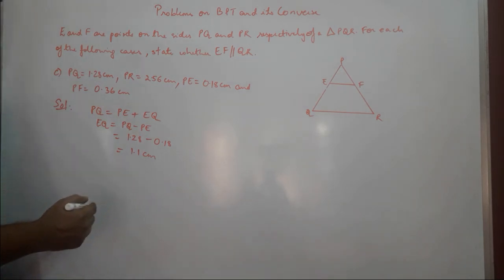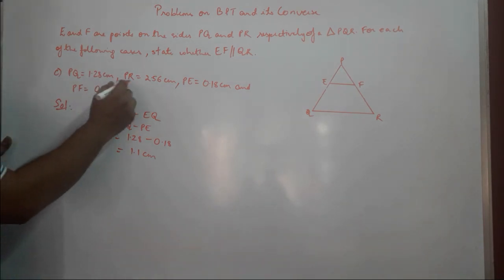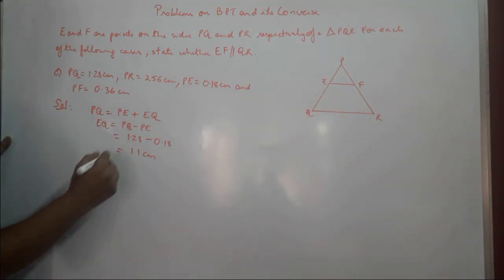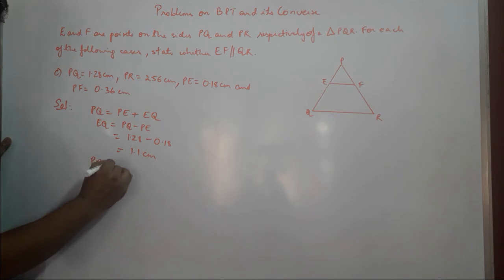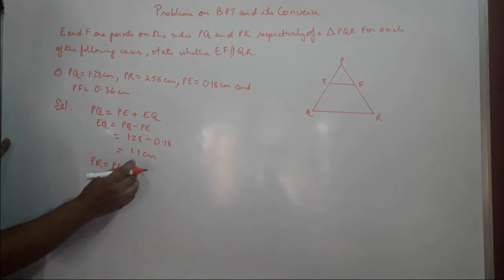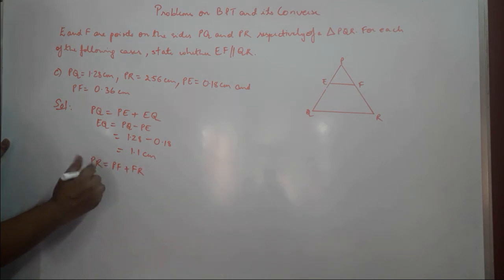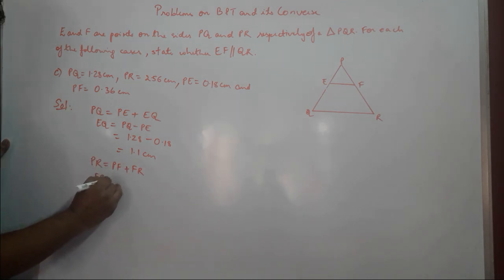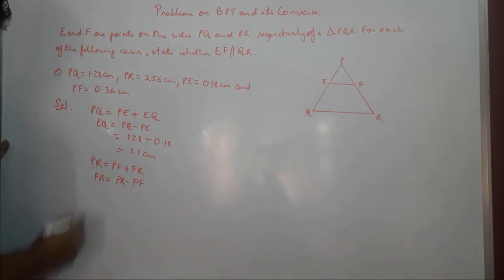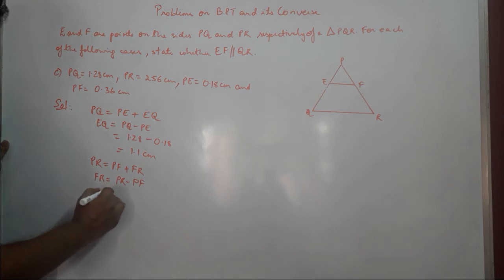Let's find the value of FR now. So for FR, we have been given the value of PR. So PR can be written as total of PF and FR. We'll keep FR the way it is, but we'll take PF on the left hand side, it becomes negative. So if we rewrite this, we get PR minus PF, that should give us FR.